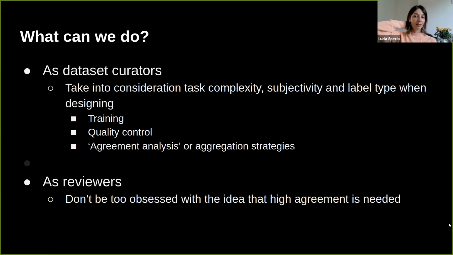And as dataset creators and curators, we should always take into account the complexity, subjectivity, and label type, among the other things that you know are important when designing the training, the quality control, and the agreement analysis, if it's supposed to be there, or the aggregation strategies. And as paper reviewers, which we all are, don't be too obsessed with the idea that high agreement is needed. Just try and think about whether it's possible at all to be measured for the task.